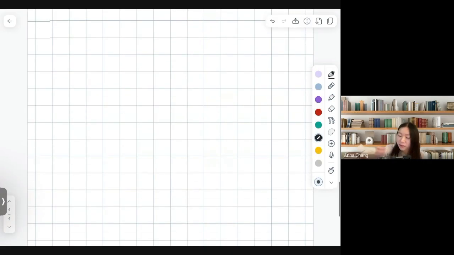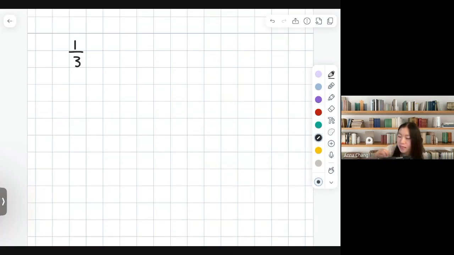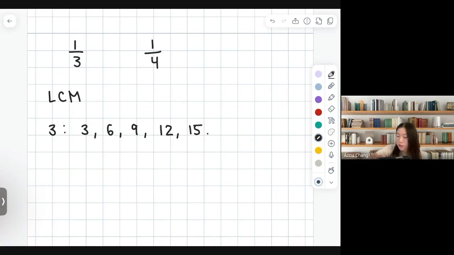I want to write 1/3 and 1/4 using the same denominator. In order to find the least common multiple, which is also called LCM, we're going to be listing out the multiples of the two denominators. So what are multiples? Multiples are what you get when you skip count. If we count by 3, we'll get 3, 6, 9, 12, 15, and so on. If we skip count by 4, we'll get 4, 8, 12, 16, and so on.